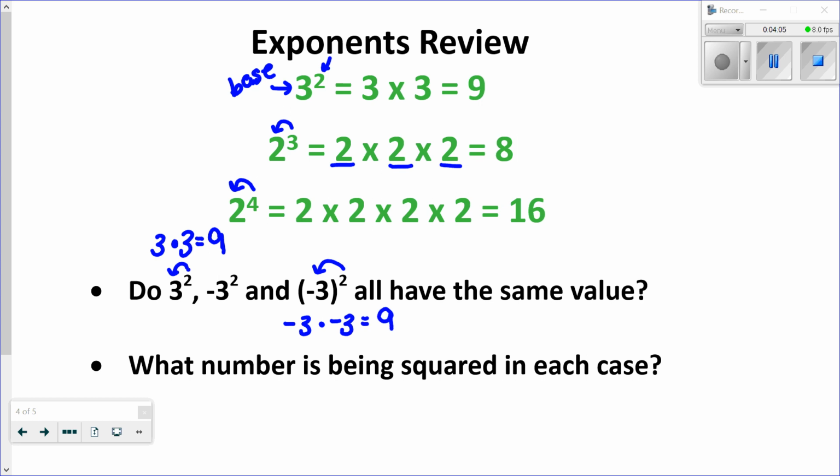However, this middle one is where it gets a little bit tricky. Because the negative 3 is not in parentheses, the exponent is only attached to the positive 3. So what that's saying is we're going to square 3 times 3, which is 9, but we must bring this negative sign and put it in front. So the answer is negative 9.